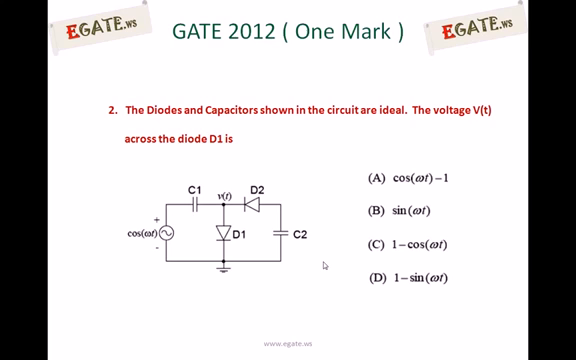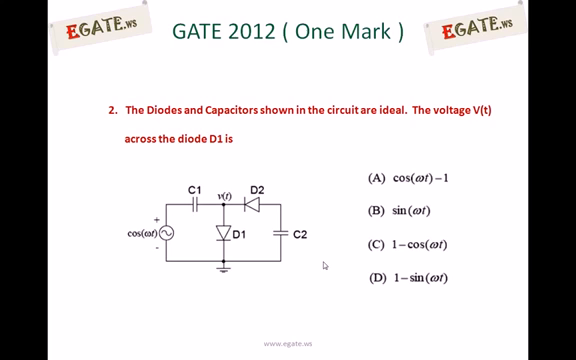The voltage V of t across the diode D1 is: A, cos omega t minus 1; B, sin omega t; C, 1 minus cos omega t; D, 1 minus sin omega t. Look at the circuit. The input signal is cos omega t and there are two diodes which are acting as ideal diodes and two capacitors are connected as shown.